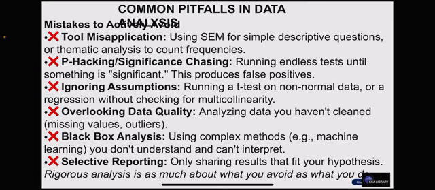Two is p-hacking or significance chasing. This has to do with running endless tests until something is significant, which produces false positives. The third one is ignoring assumptions, that is running a t-test on non-normal data or a regression without checking for multicollinearity. The fourth one is overlooking data cleaning.